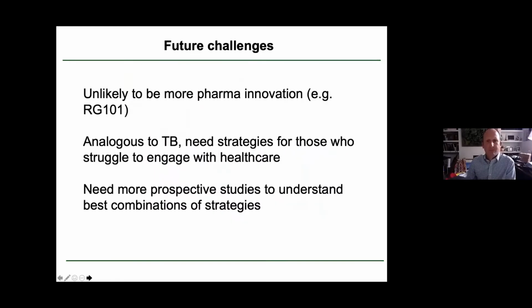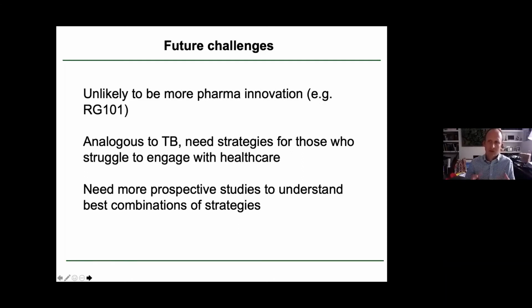So I think where we are, it's very unlikely we're going to get new hepatitis C drugs coming along. There was one drug, RG101, that some people may remember, that looked like it might be able to get therapy down with a single DAA to 4 weeks. But unfortunately, for toxicity reasons, that's not been taken forward.